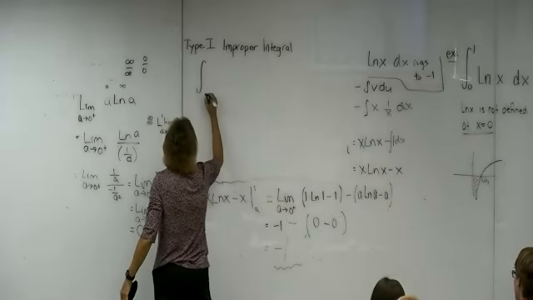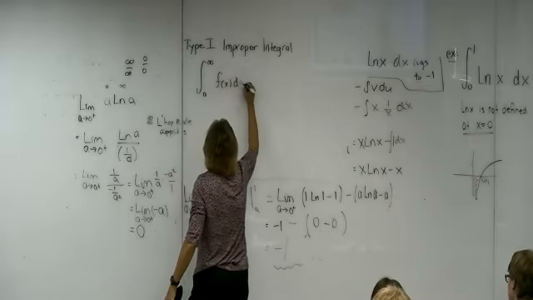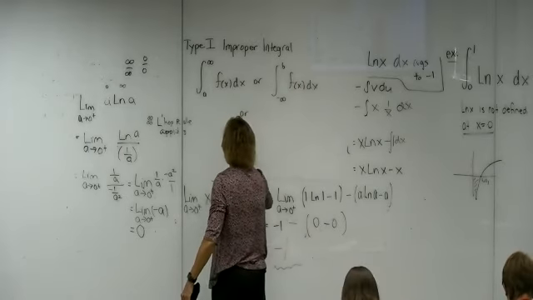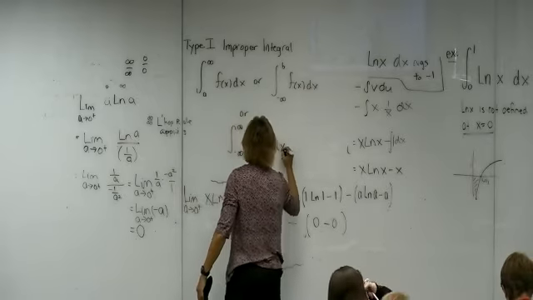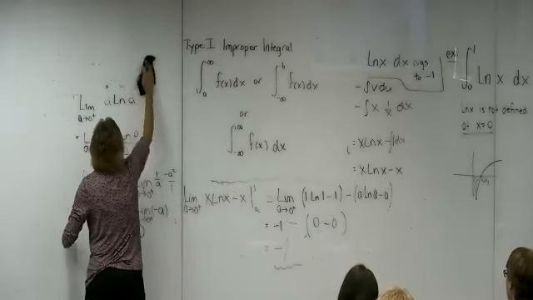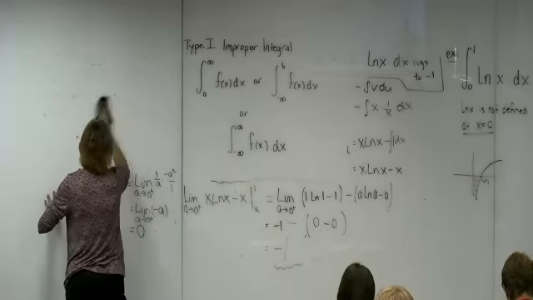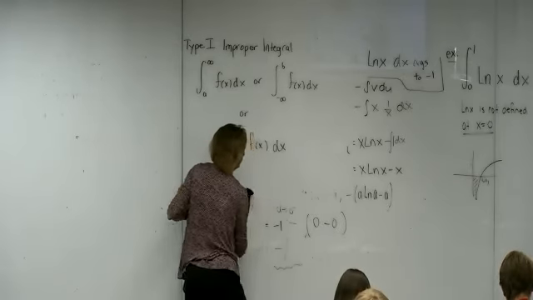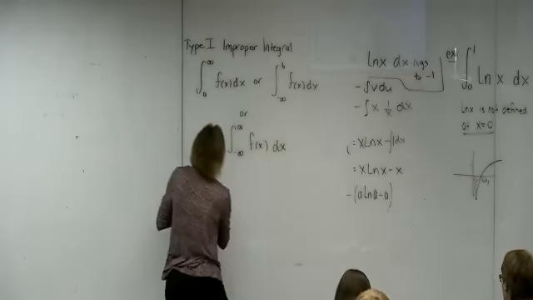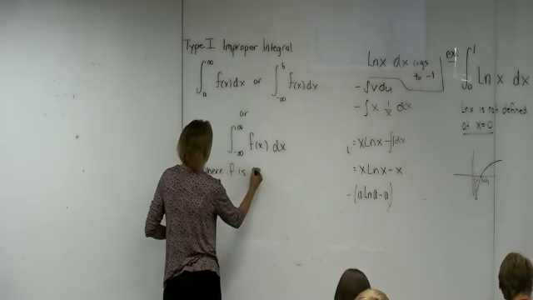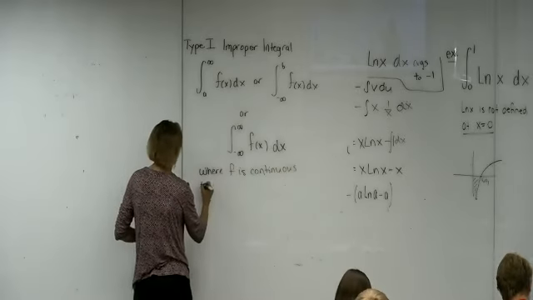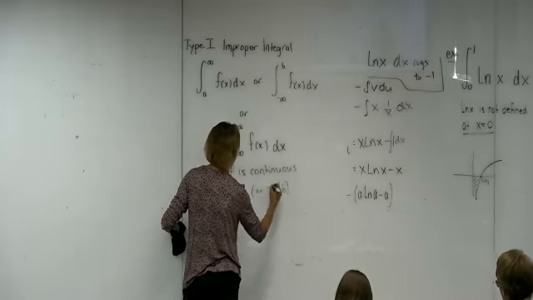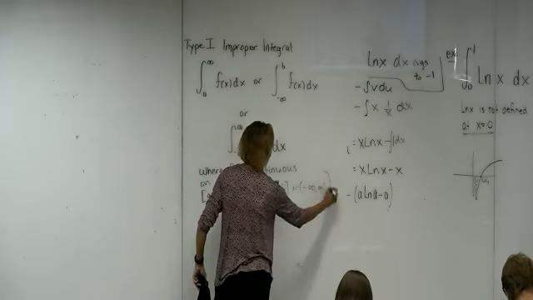A type 1 improper integral looks like this, or this, or this, where F is continuous on the interval from a to infinity, or in the other cases, minus infinity to b, or minus infinity to infinity, depending on which case we're looking at.